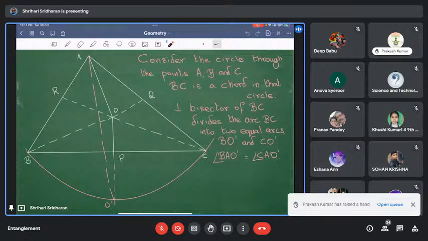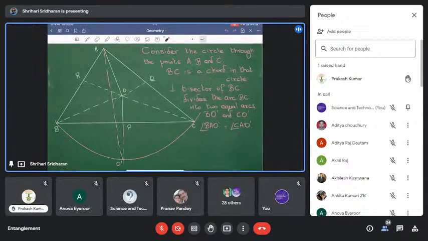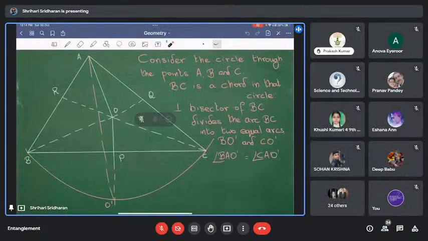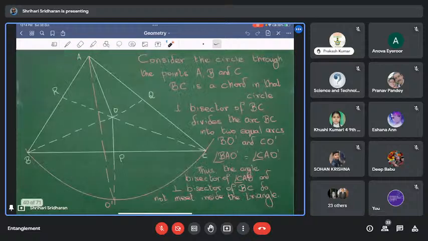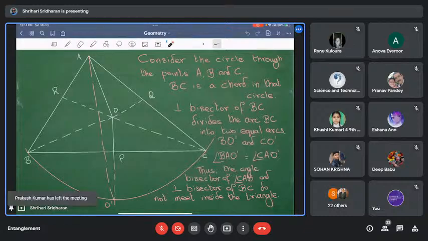So, equal arcs subtend equal angles. And so what you have is angle BAO prime should be the same as angle CAO prime, which means that the angle bisector of angle A and the perpendicular bisector of the side BC actually meet outside the triangle. They do not meet inside the triangle. Once again, our picture was wrong. O could not have remained inside the triangle. O should have been outside the triangle. Is that correct?